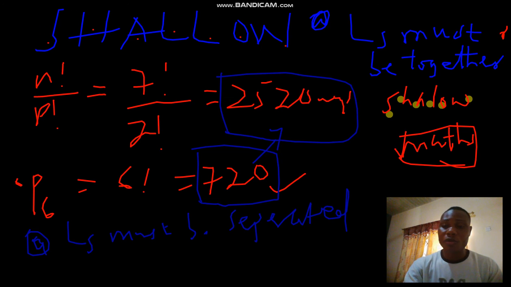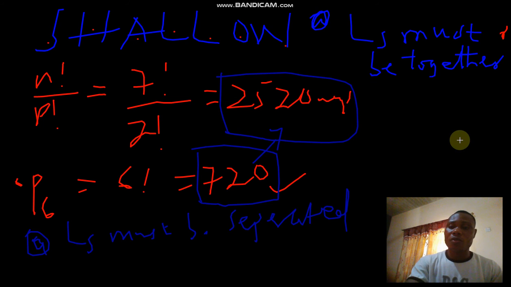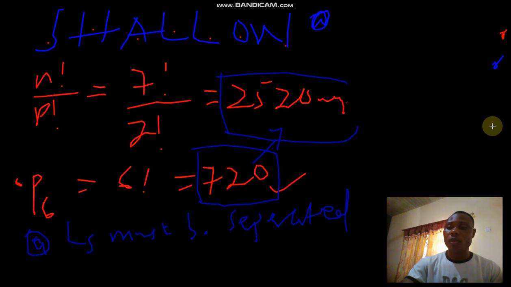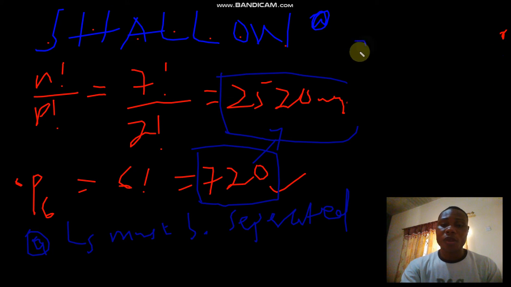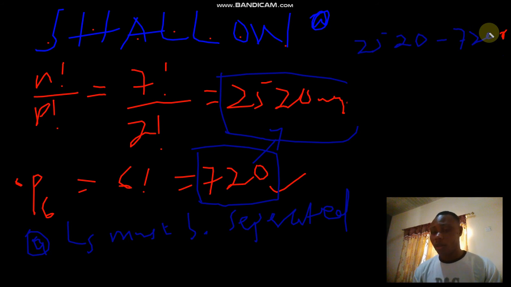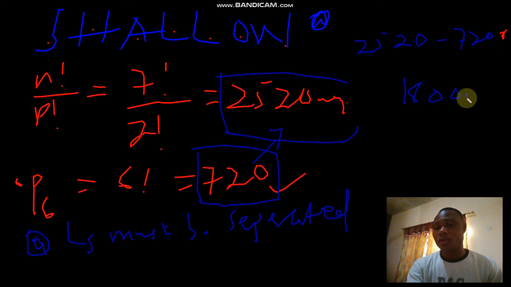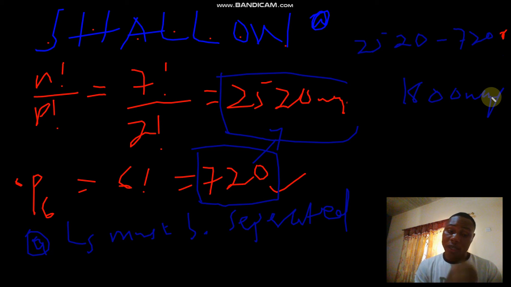So, straightforward, let's jump straight in. Let's chop this part off because we are done with together. To get the separated case, we take 2520 minus 720, and that gives 1800 ways in which the L's are separated. So that's how we deal with conditional permutations.